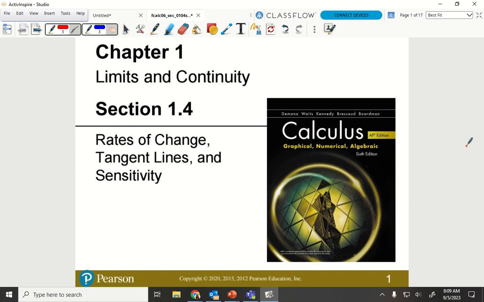So limits, continuity, rates of change, tangent lines, and sensitivity. Now, sensitivity is just a method of using what we're doing here. Everything that we do in calculus is actually based on the rate of change, which is just a slope. It's just rise over run, but depends on what equation we're talking about. And a couple other things that we have applications of that. So rates of change, tangent line, sensitivity.